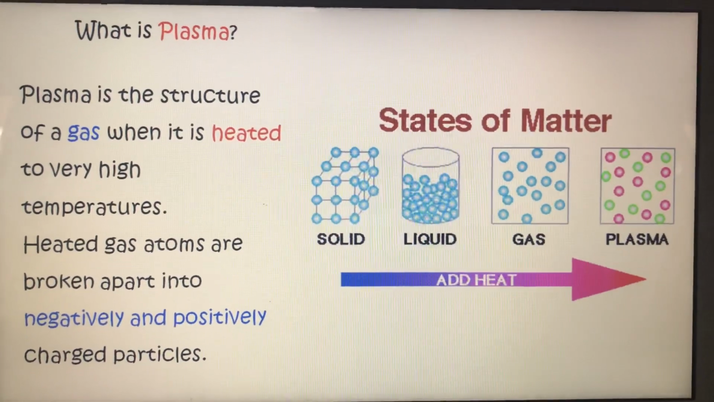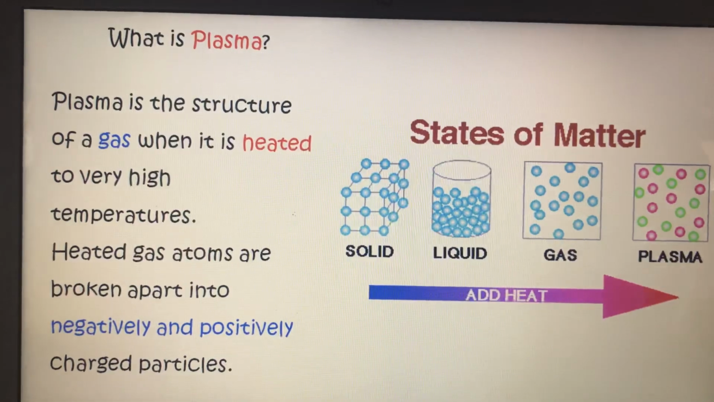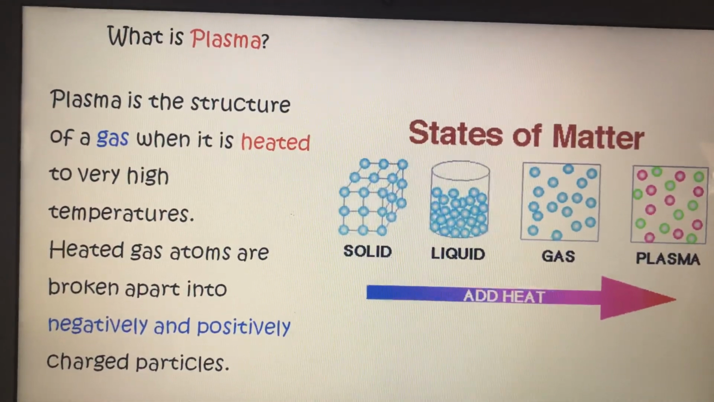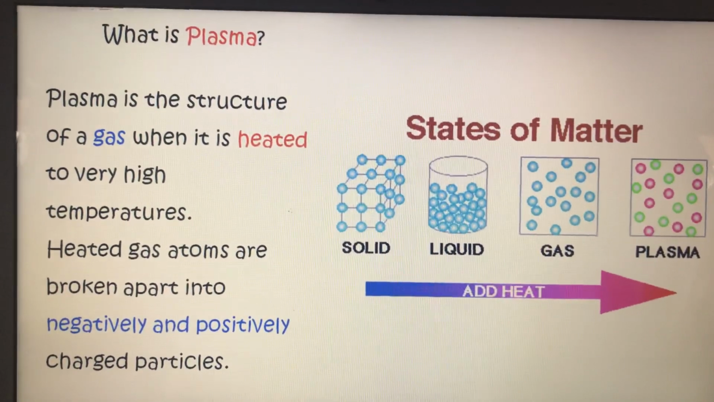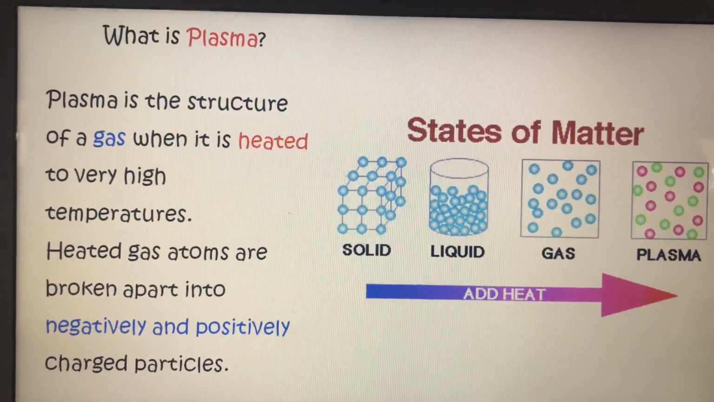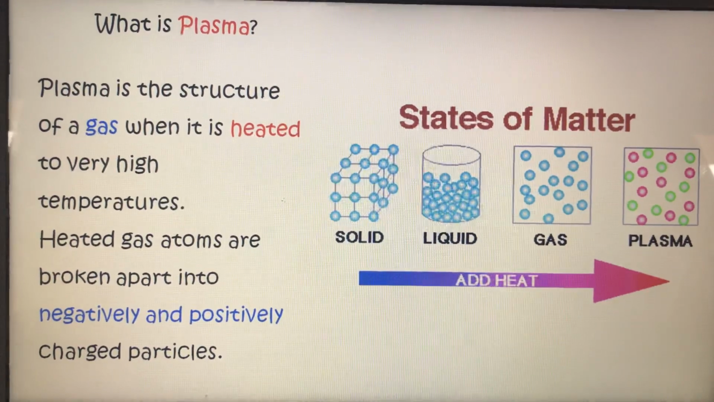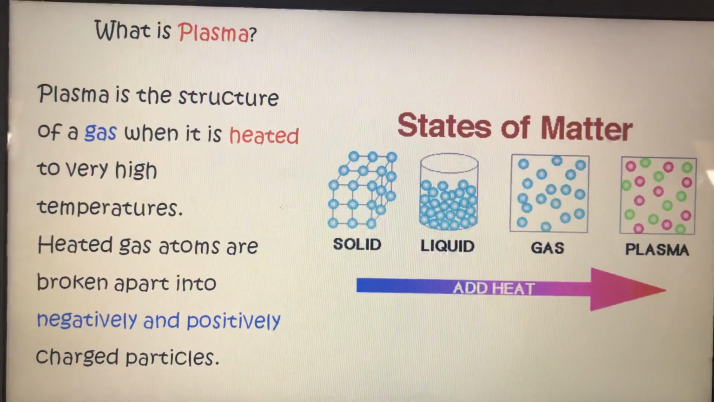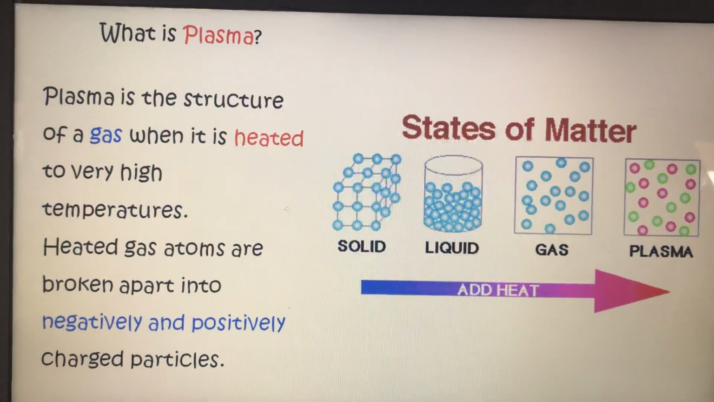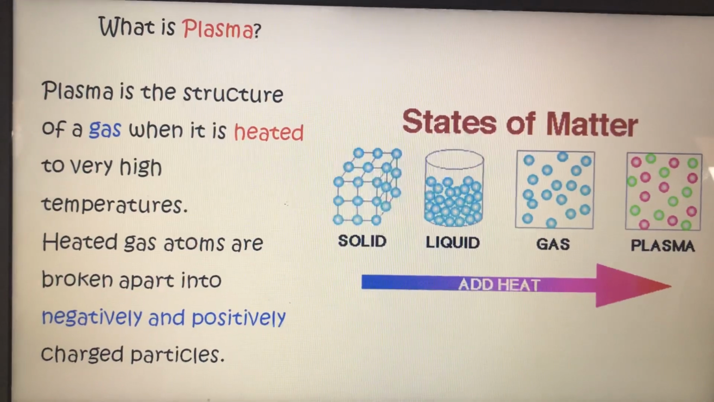The last state of matter is plasma. What is plasma? Plasma is the structure of a gas when it is heated to very high temperatures. Heated gas atoms are broken apart into negatively and positively charged particles. So when you heat a gas at a very high temperature, the atoms of this gas will break apart into particles that are negatively and positively charged.